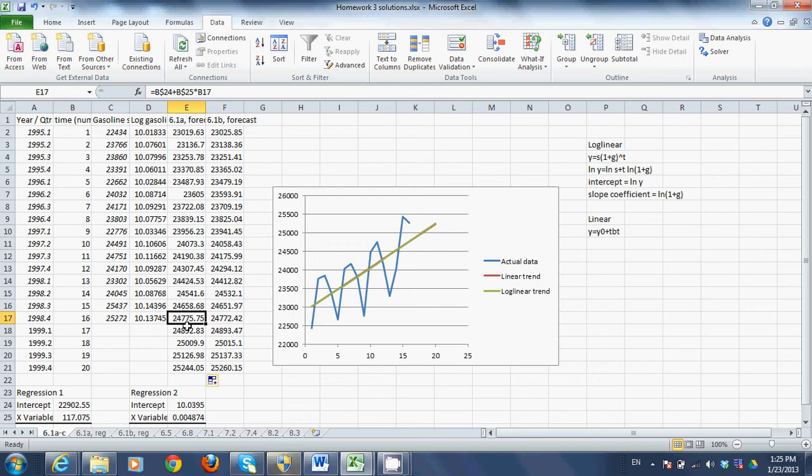Okay, so that's 6.1a. 6.1b asks, estimate the log linear trend in the data and use it to forecast gasoline sales in the United States in each quarter of 1999. So, exactly the same words as part A, except it says now log linear trend. What does that mean? That means that instead of regressing sales against time, you regress log of sales against time.